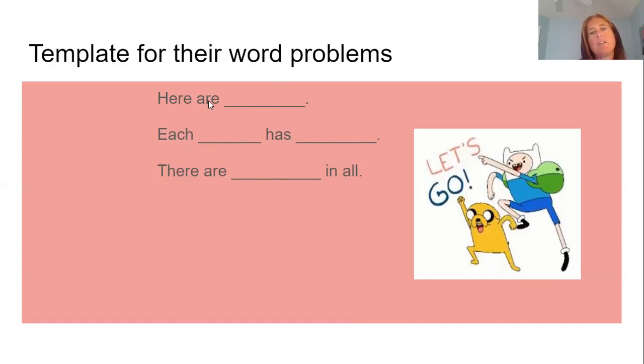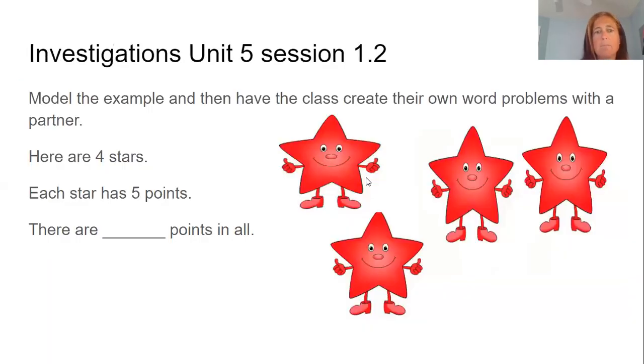All right, so here are, and you would pick your 2, 3, or 4. I'm sorry, here are, you would choose how many you have, and then you would choose how many each one has. So here are, and I said my 4 stars. Remember, your groups have to be 2, 3, or 4. Each, and I'm going to put star or whatever your group is, has, and then I'm going to put how many they each have of something. There are blank in all. So again, here's my example.